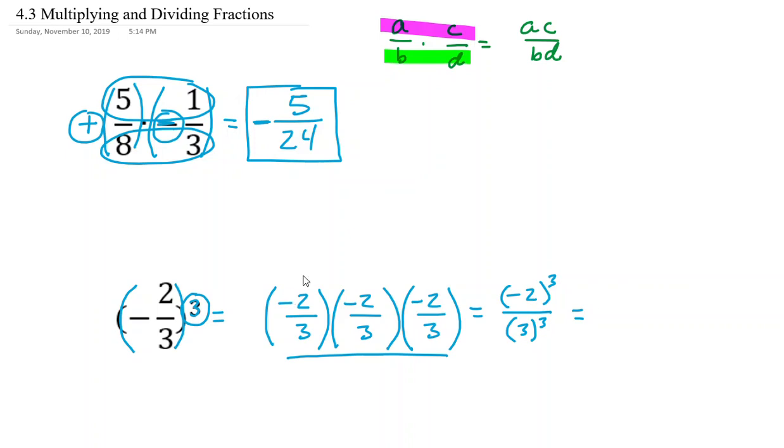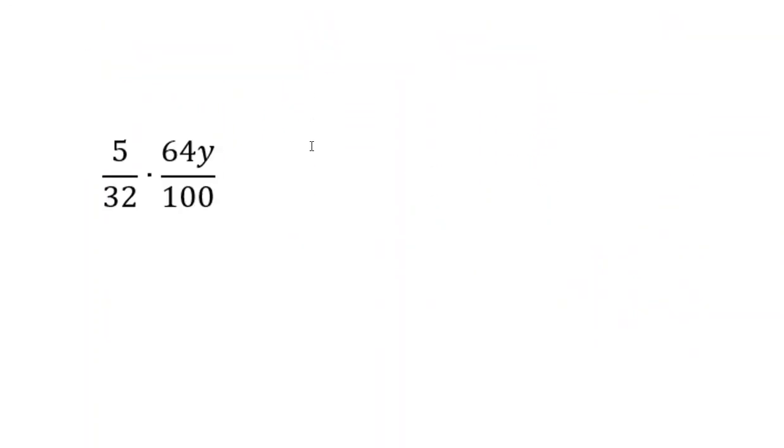And I notice that I have a negative times a negative times a negative. That's 3 negatives, so the answer is going to be negative. And then 2 times 2 times 2, or 2 to the third power, is 8. And 3 times 3 times 3 is 27. And there we have it. All right, so multiplying fractions using powers is easy.